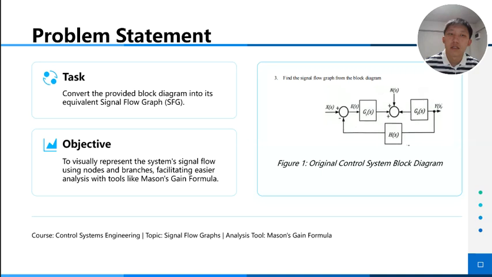The task is straightforward. Convert this block diagram into a signal flow graph. The goal is to transform the block diagram representation into a node and branch graph, which is often more effective for analyzing complex systems, especially when applying Mason's gain formula.